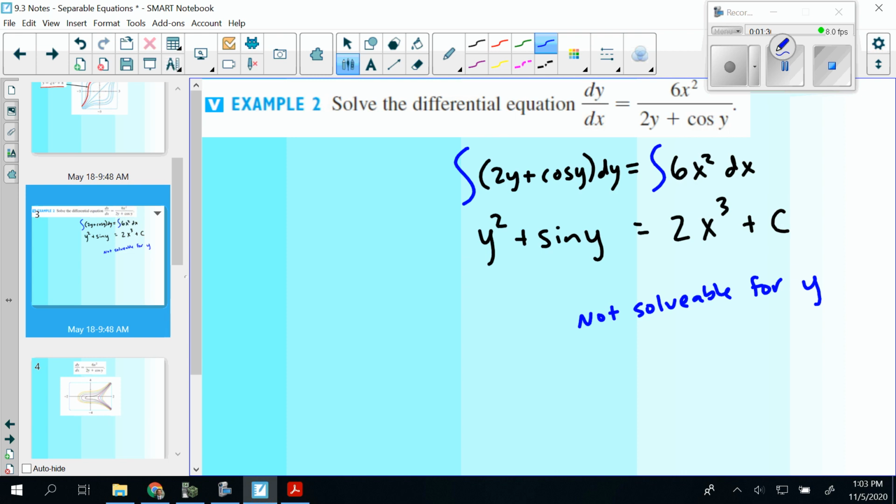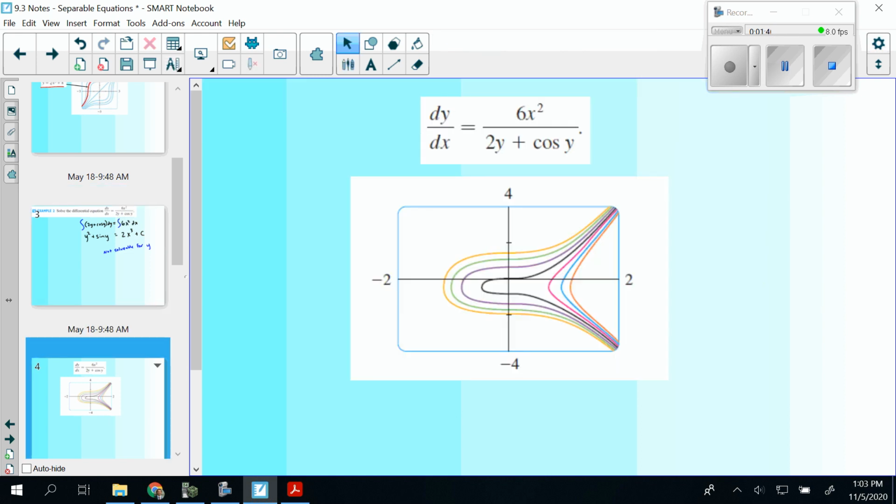In fact, not even all these differential equations are going to be separable like this one. There's some that are, there's some that aren't. This happens to be one that's separable, but we're not going to be able to solve it as a function of y. Reason is, if we look at this graph, here's some possible solutions to this differential equation.